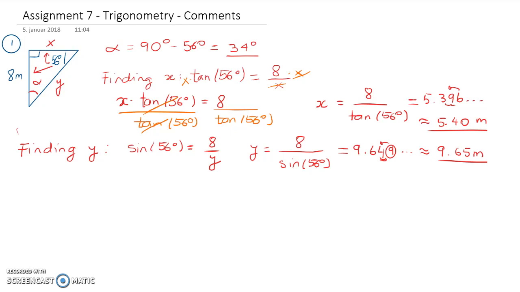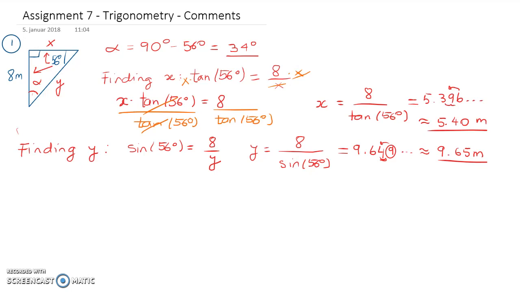So now let's check if these results make sense and if we can check whether our work is correct or not. First of all, if we compare the two legs of the right angle triangle, the smaller one should be the one in front of the smaller angle, so in front of alpha. So we know that x has to be less than 8, and we got 5.40, so that makes sense. Then we know that the hypotenuse has to be more than 8, and we got 9.65, so that makes sense.